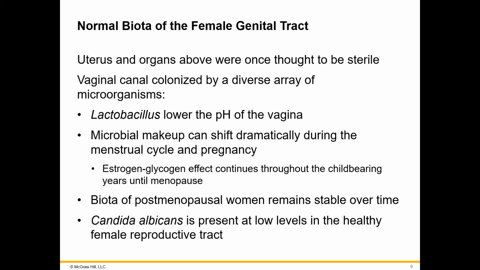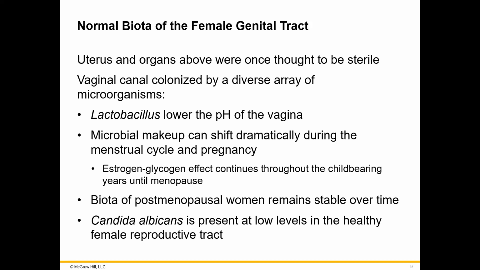Again, in female biota, we have lots of the lactobacillus leading to that low pH and the acidity there. And our microbial biome shifts just with our normal hormone changes throughout your given month. Cycling from menstruation to fertility and back again is going to cause a shift in your biome just due to the presence of certain hormones.